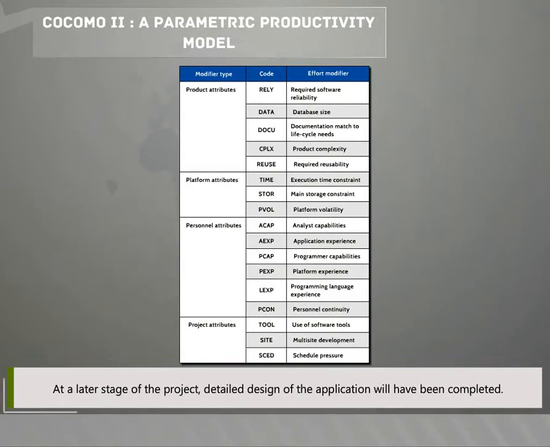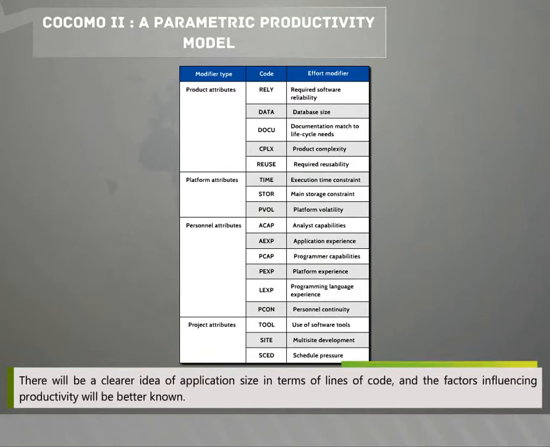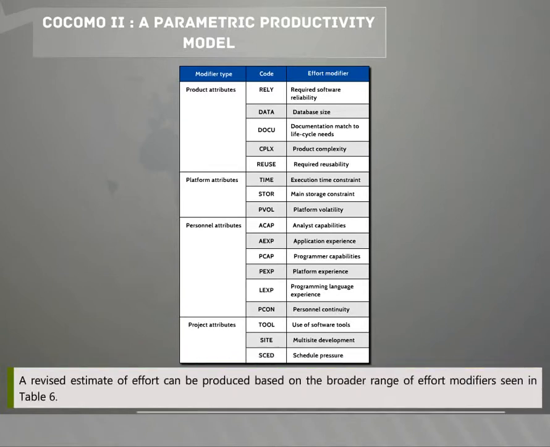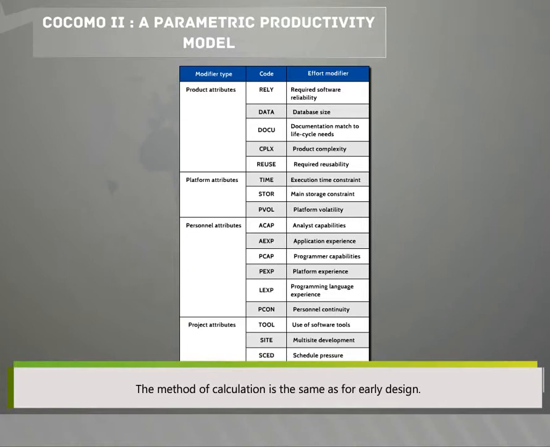At a later stage of the project, detailed design of the application will have been completed. There will be a clearer idea of application size in terms of lines of code, and the factors influencing productivity will be better known. A revised estimate of effort can be produced based on the broader range of effort modifiers seen in Table 6. The method of calculation is the same as for early design.